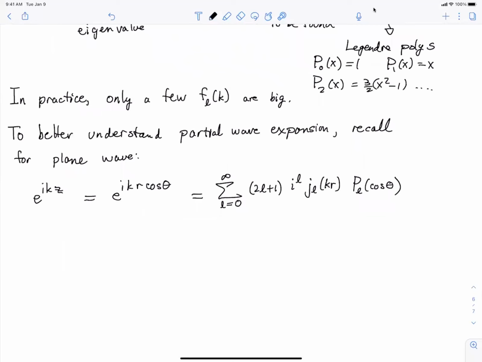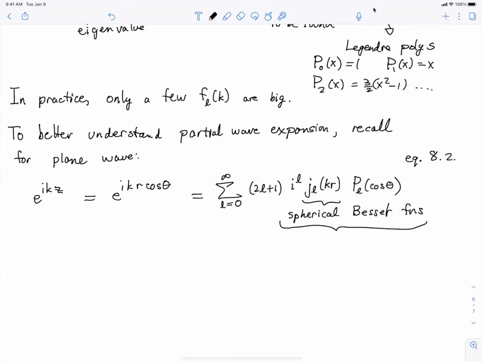Okay, so the j_l of kr, those are spherical Bessel functions, which are generally trigonometric functions divided by powers of r. And really all we're going to need, because we're just doing scattering experiments, all we care about is what do these things behave like when r is very large. And by the way, this is in the notes way back in chapter 8, 8.2.18 of the notes.